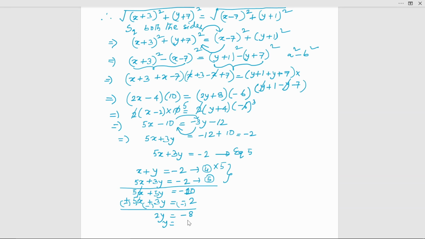So y equal to minus 4. So if y is equal to minus 4, we know this equation 4, we have x plus y equal to minus 2. Now we know y is minus 4. Now putting the value over here, x minus 4 equal to minus 2. Therefore x equal to 4 minus 2, which will be equal to plus 2. So the given point is 2 and minus 4. So that's basically solved my equation.